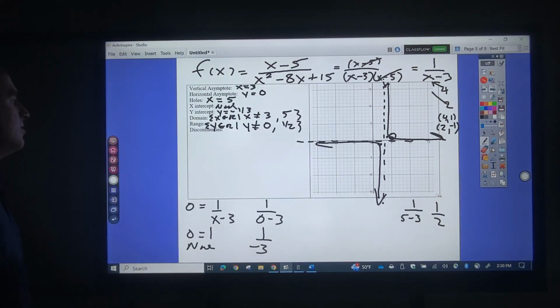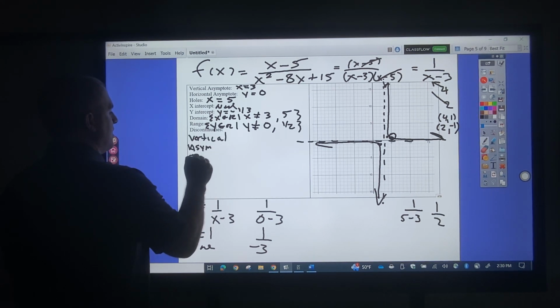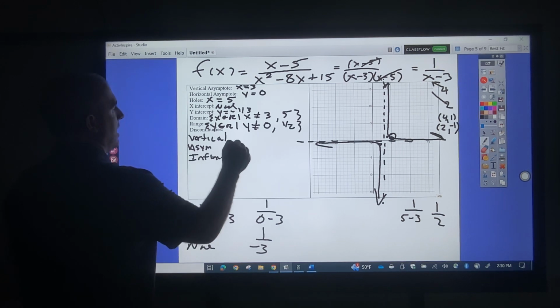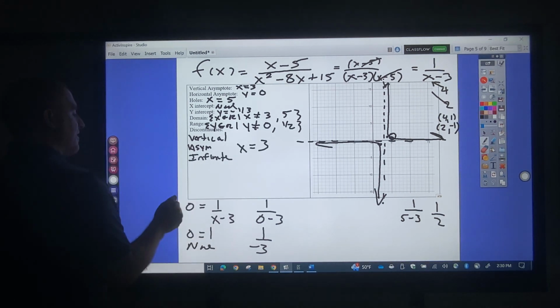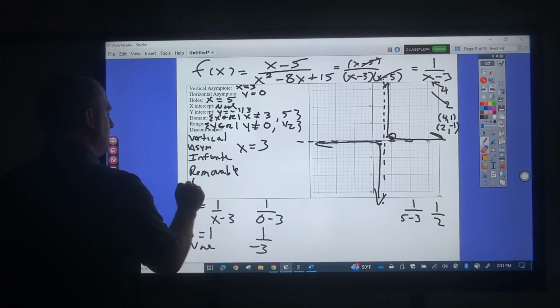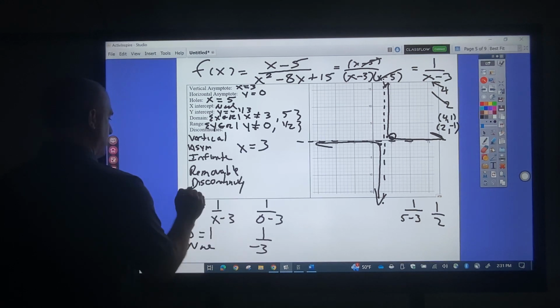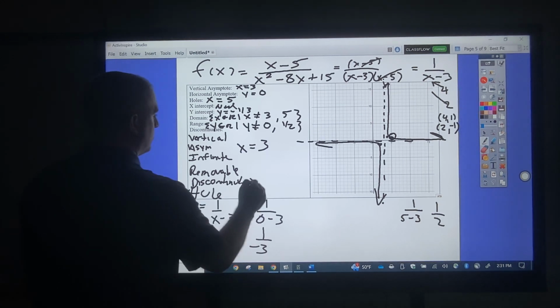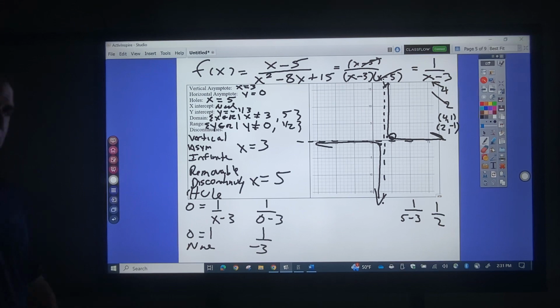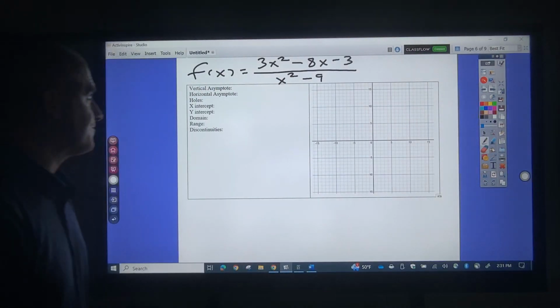So my discontinuities, I have a vertical asymptote, which is an infinite discontinuity at x equals 3. I've got a removable discontinuity, which is the hole at x equals 5. So you have two different discontinuities there. Okay, let's go on to this one.